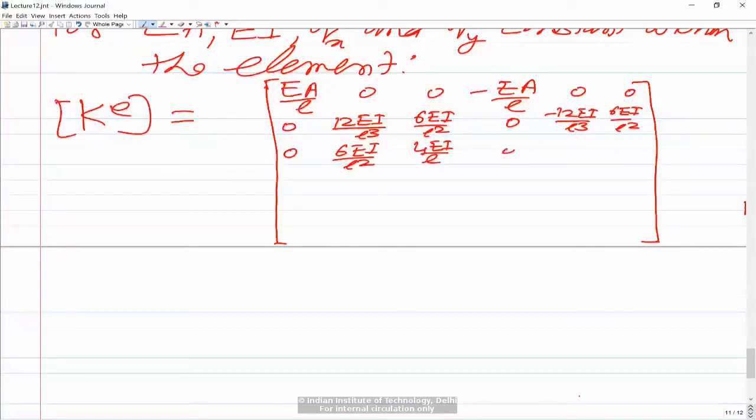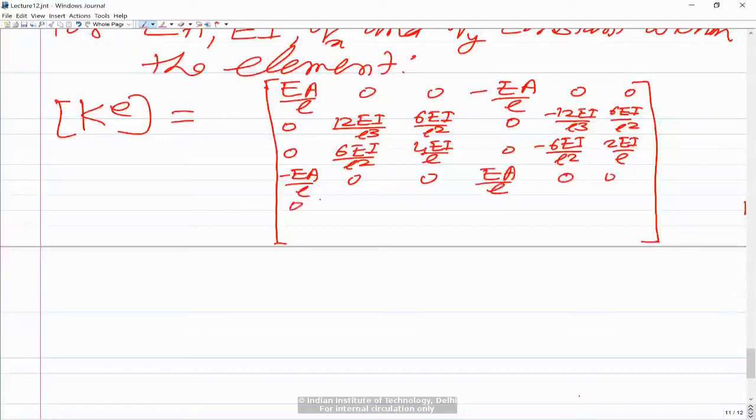Otherwise, it is the same as the stiffness matrices for the truss and Euler-Bernoulli beam element. So minus 6 EI by L square, and then we have 2 EI by L. You will see that this is nothing but the stiffness matrix of the Euler-Bernoulli beam element. And now this is the fourth row. In the fourth row, we will have the stiffness terms of the truss element. So minus EA by L, 0, 0, and this is a diagonal element, so EA by L, and again 0, 0.